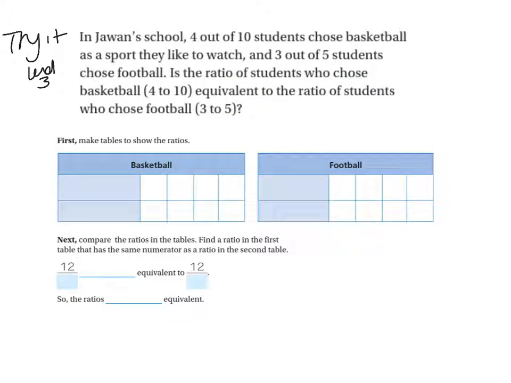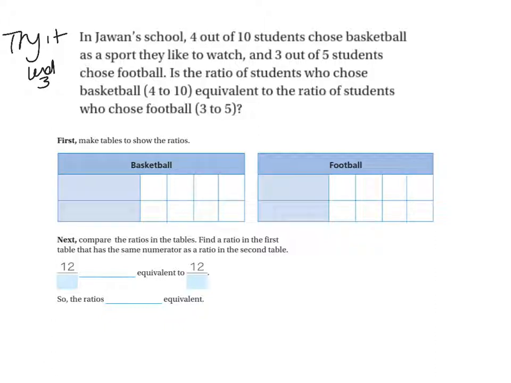Okay, we have 2 try-it problems. Here's your level 3, and then one more will be your level 4. In Jawan's school, 4 out of 10 students chose basketball as a sport they like to watch, and 3 out of 5 students chose football. Is the ratio of students who chose basketball, 4 to 10, equivalent to the ratio of students who chose football, 3 to 5? You can use these tables. You can draw them on your own.